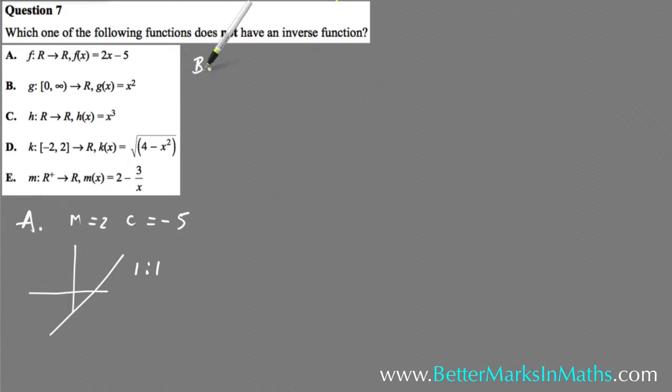So B, y equals x squared, or g of x equals x squared. So that's centered on, or the turning point is at 0, 0, like that.